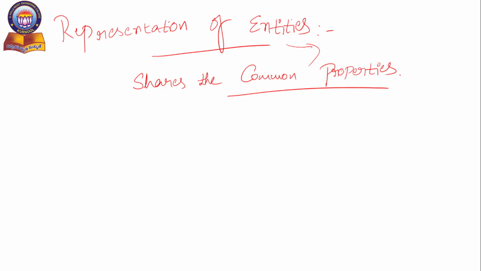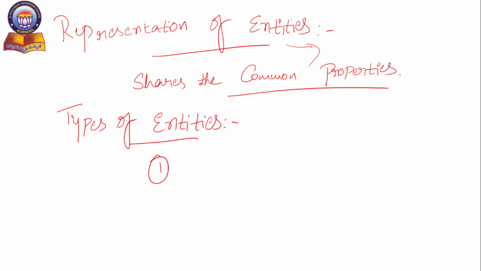Then types of representation of entities. There are two types of entities. First one is the strong entity, and second one is the weak entity.